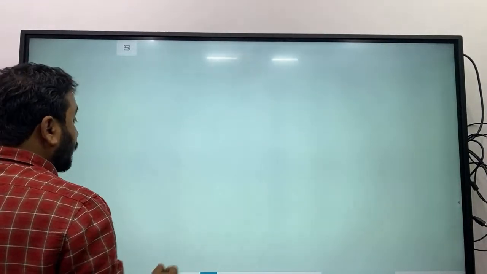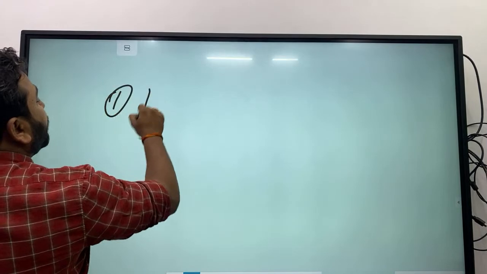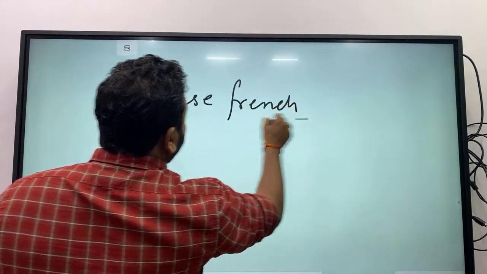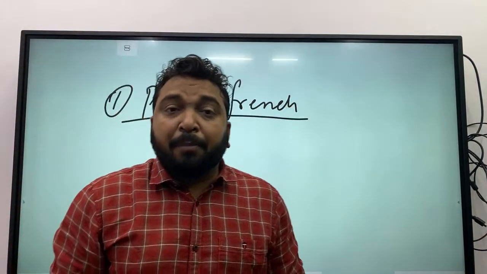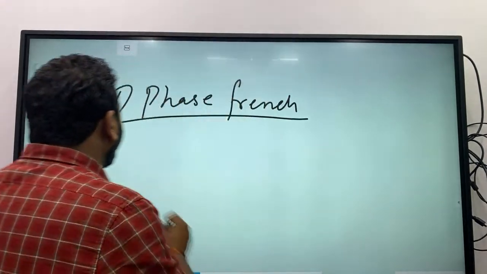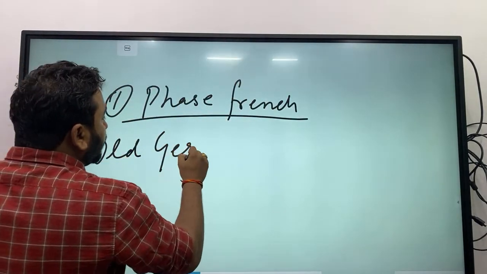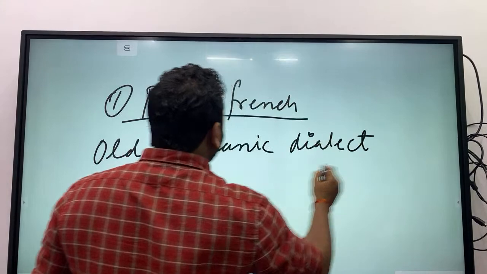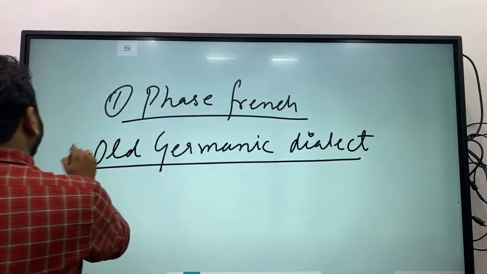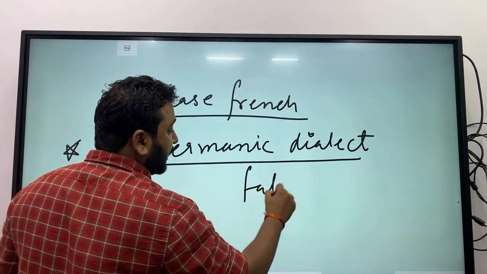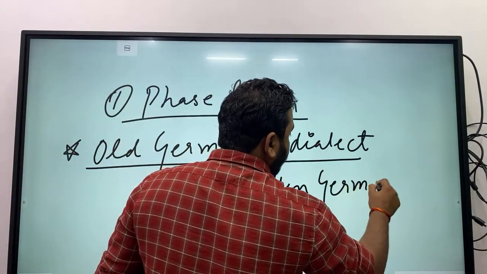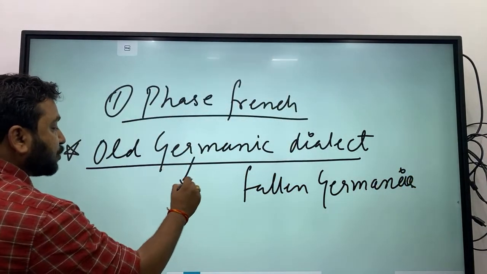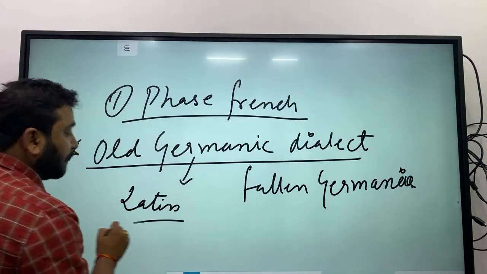Now see what happens. We go for Chaucer's phases of career. You may ask, sir, why did Chaucer write in French first? Why in French? Because at that time there were different languages. Old Germanic language, dialect. You remember there is a famous portrait of Fallen Germania. Old Germanic dialect, which was actually basic Latin. So that was the first language.